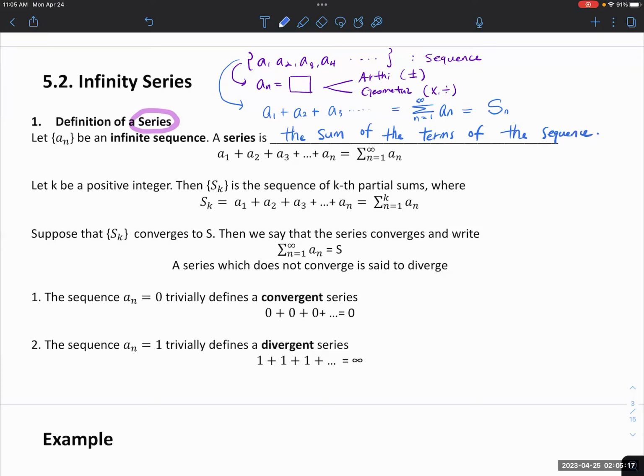So a sequence is the list of numbers. You keep finding the next number based on the rule, but with a series, you are adding all the given numbers, right? So that's the difference. A series is a summation of the terms of the sequence. Therefore, mathematically, we write S. You're adding by using the summation notation, and then we can write it as S_n.